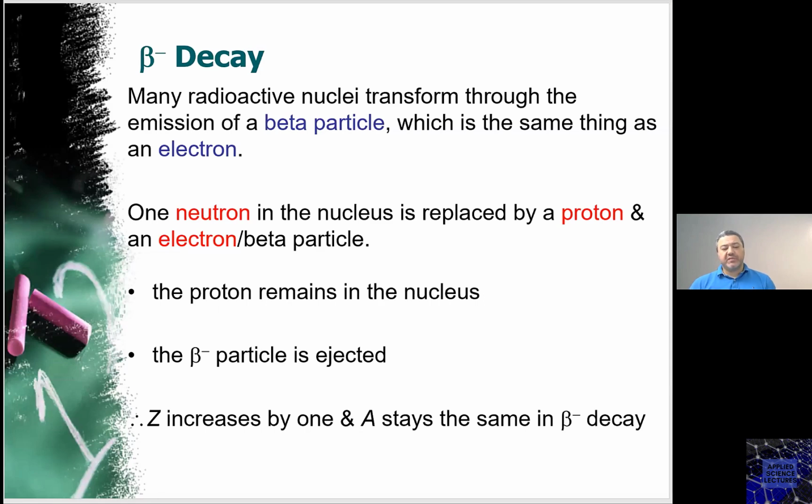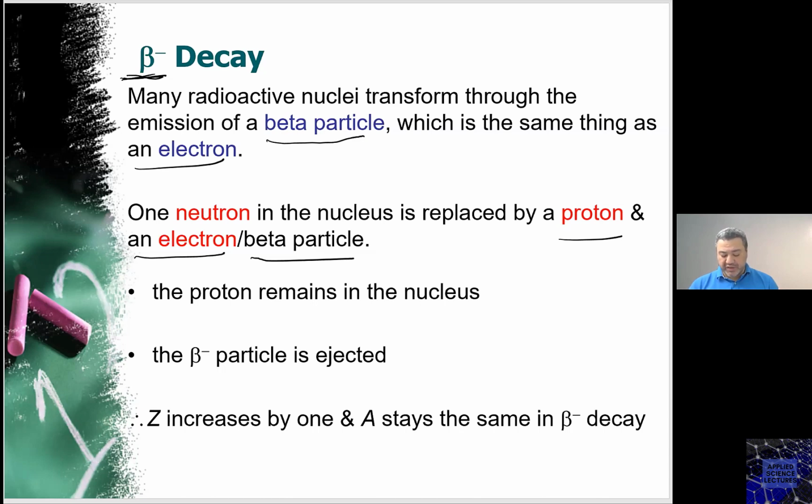Now let's move to the second type of decay. We have a beta decay. To be specific here, we're starting with the beta minus decay. In beta minus decay, the nuclei transform through the emission of a beta particle, which is the same as the electron, which means one neutron in the nucleus is replaced by a proton and an electron, which is the beta particle. The proton remains in the nucleus. The beta minus particle is ejected.